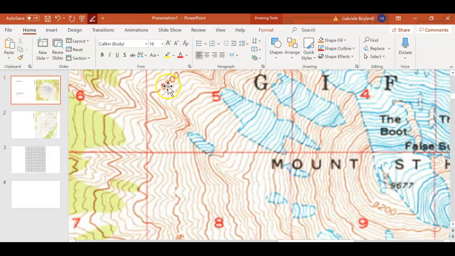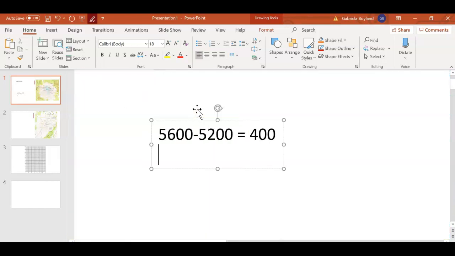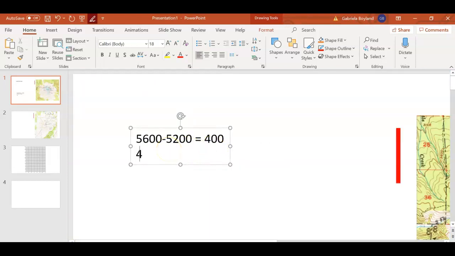I would have to go 1, then 2, then 3, then 4, and 5. So I need to take 5 steps, or 5 contour lines, to get from 5200 to 5600. Which means when I'm solving for this, the 400 feet of difference between those two index contours has to be divided by 5 increments to find the elevation difference between two normal contour lines. If you divide 400 by 5, that's a contour interval of 80 feet.